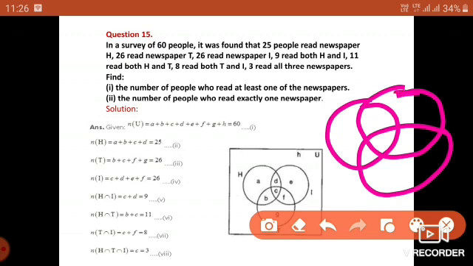Now see how many read all 3 newspapers. If you take H, this is I and this is T. How many of them read all 3 newspapers? That should be written in the common place, this 3 here. Now H intersection I is this place. So here H intersection I is given as 9.